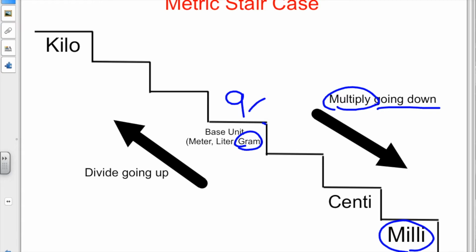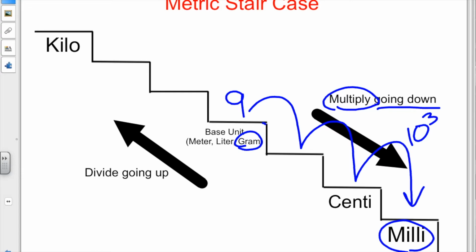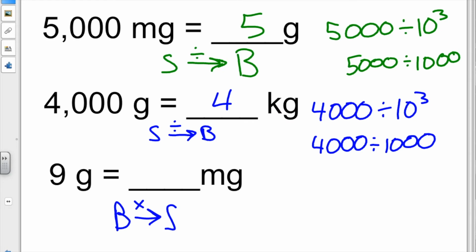So we have to go all the way down to here. So we have to multiply by 10 to the first, 10 to the second, 10 to the third. We have to multiply by 10 to the third. So we need to multiply 9 times 1,000. Well, that's pretty simple. We have 9 times 10 to the third, which is the same as 1,000. So that just equals 9,000.